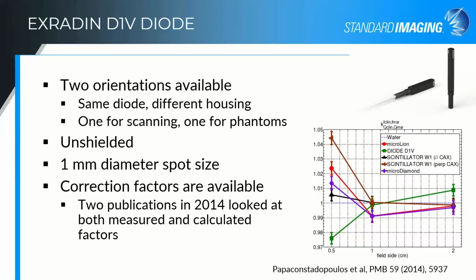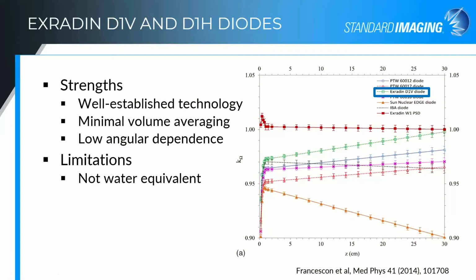There are correction factors available from publications like from Papakonstantopoulos down here, where I've grabbed this plot. There are two publications. This is one of them, from 2014, that looked at both the measured and the calculated factors for that. So there's some reassurance there that it's been looked at. This is one of the other publications, same plot I showed earlier, but you'll note that the D1V here is the least amount of corrections required for all of the stereotactic diodes that were investigated by Paula Franciscan.